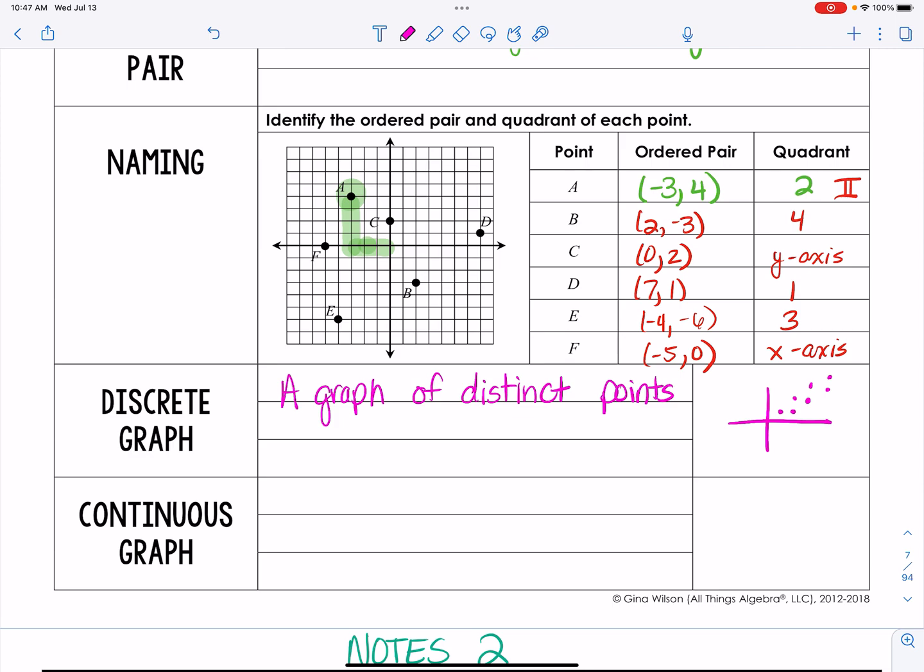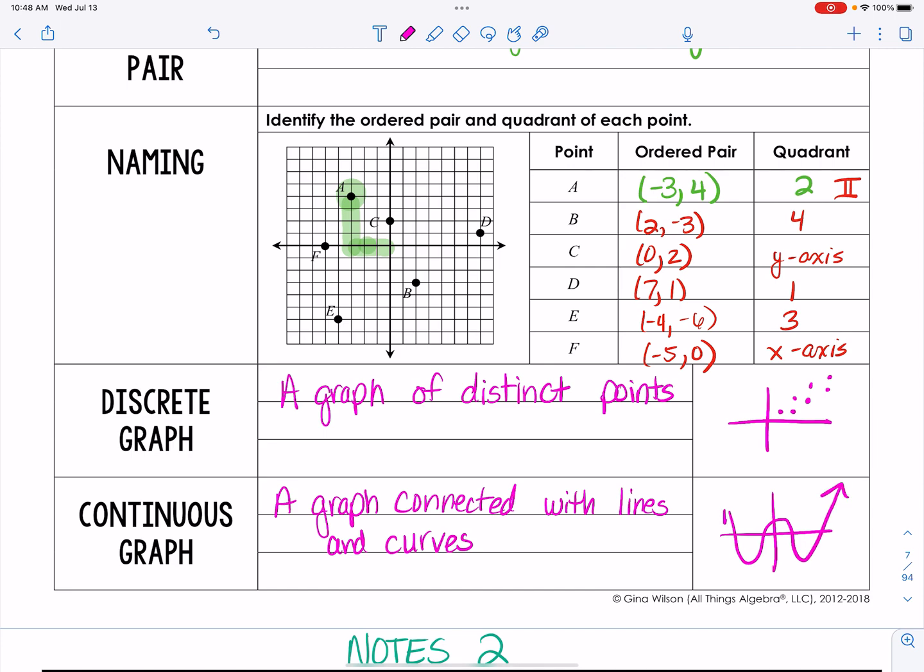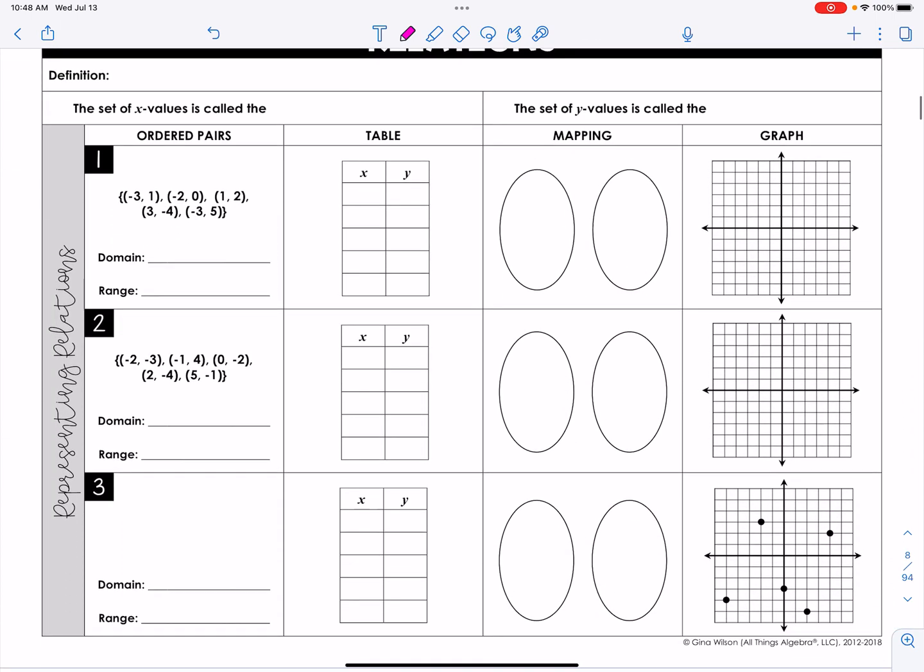And then a continuous graph is a graph connected with lines and curves. Okay, so a continuous graph would be something like this. All right, so we're going to talk about relations next. A relation is a set of ordered pairs.